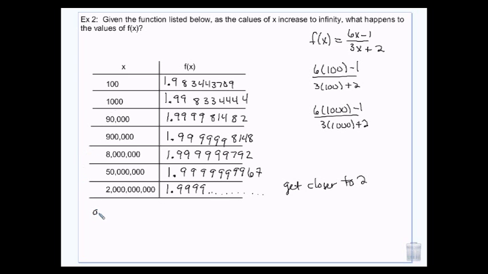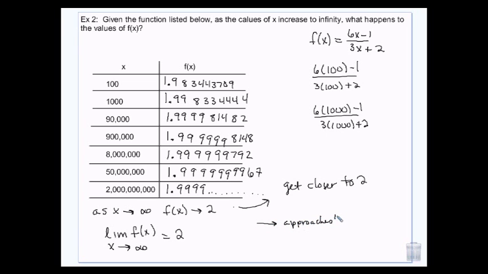But as x increases towards infinity, f of x approaches 2. So we get closer and closer to 2. And so what we say is the limit of f of x as x approaches infinity is 2. The arrow here means approaches. And lim is for limit. And of course the sideways 8 is infinity. It's not actually a sideways 8, it's a Mobius strip, but that's beside the point.